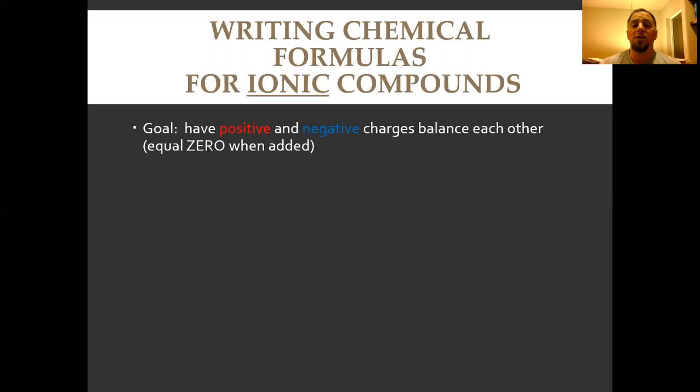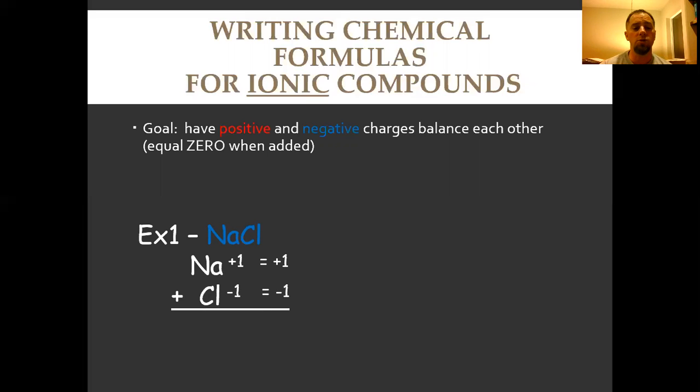All right, so how do we write out a chemical formula for an ionic compound? The goal is to have the positively charged ions and the negatively charged ions balance each other out. So if I were to add all of them together, the net charge of all the combined atoms should be 0. For example, sodium and chlorine, as ions: sodium has a 1+ charge, chlorine has a 1- charge. If I have one of each, I have 1 positive and 1 negative. When combined, they cancel each other out for a 0 net charge.